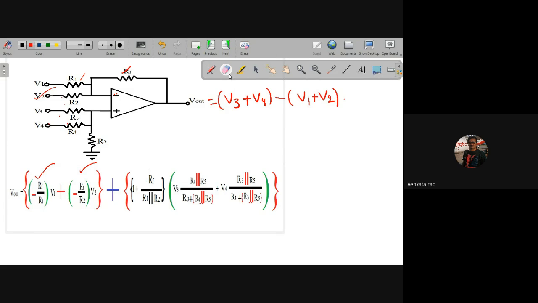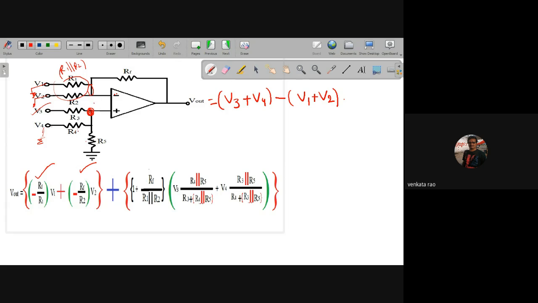Next case, I am taking the next input terminal active. V3 is active, and the remaining are non-active. So this one is connected to ground. Now R3, R4, R5 are parallel to each other. The output voltage is the voltage at this point into, and one more thing: these two are also connected to ground. Now once grounded, both terminals are at the same potential, so R1 is parallel with R2.